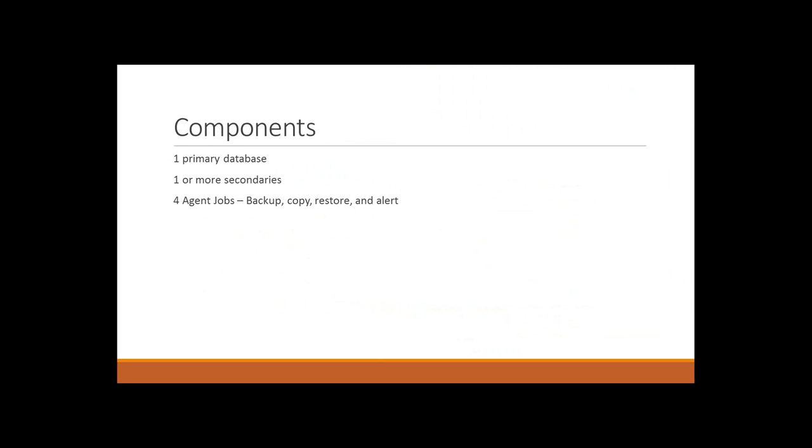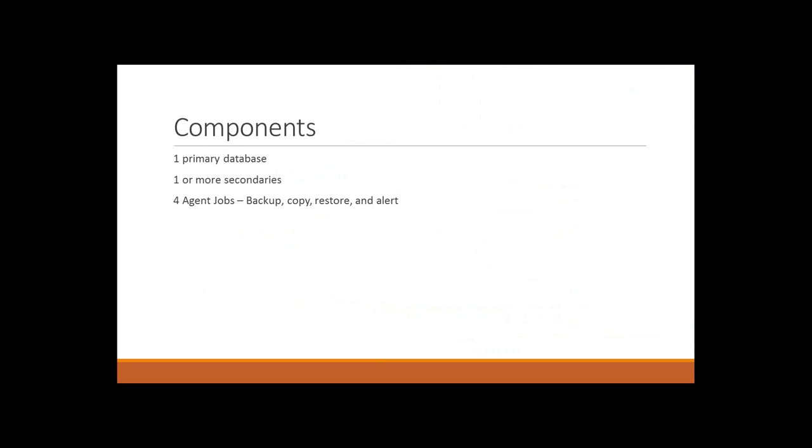So let's talk about the components a little bit. And thankfully, we're almost close to the end of the slides, and we'll actually start building this out. So you have a few components, and you've obviously got your primary, that's your source server. You've also got at least one secondary, maybe more. And I mean, sky's really the limit with secondaries with log shipping, because all it is is a backup and restore operation. You've also got four jobs that get loaded into SQL Agent.